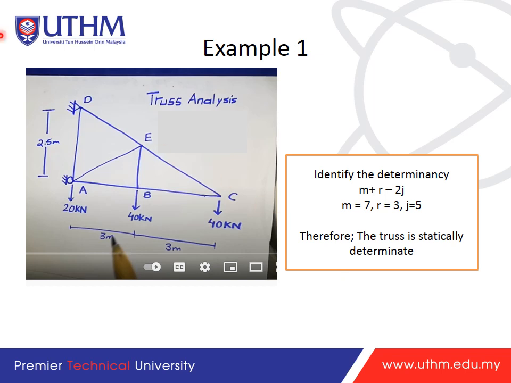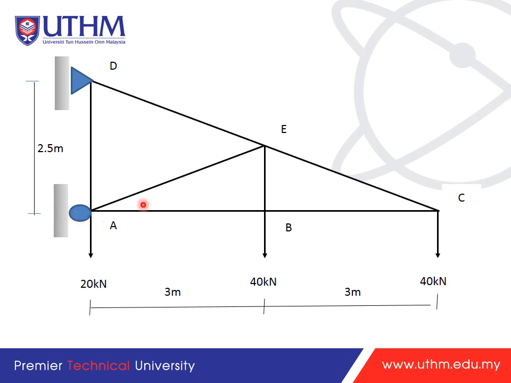How do we start if we want to use the alternative method? From here, you can start at any part which involves at least two unknown forces. If you can see, we can start from here, or we can start from here too. We cannot start from here, because it involves three unknown members.